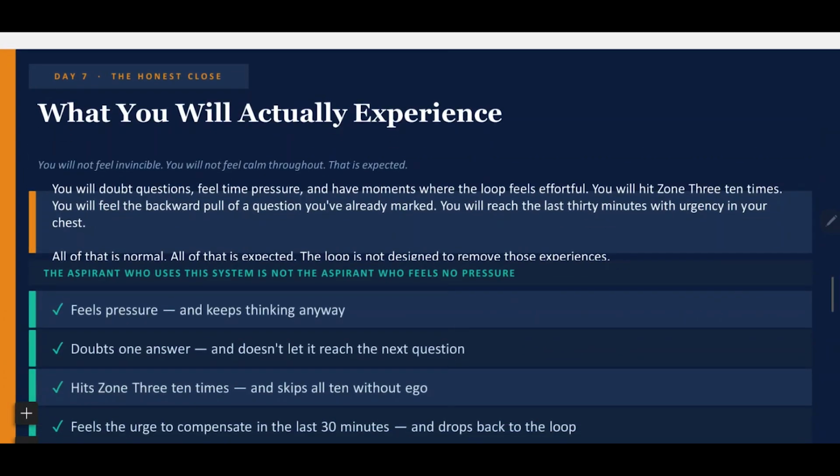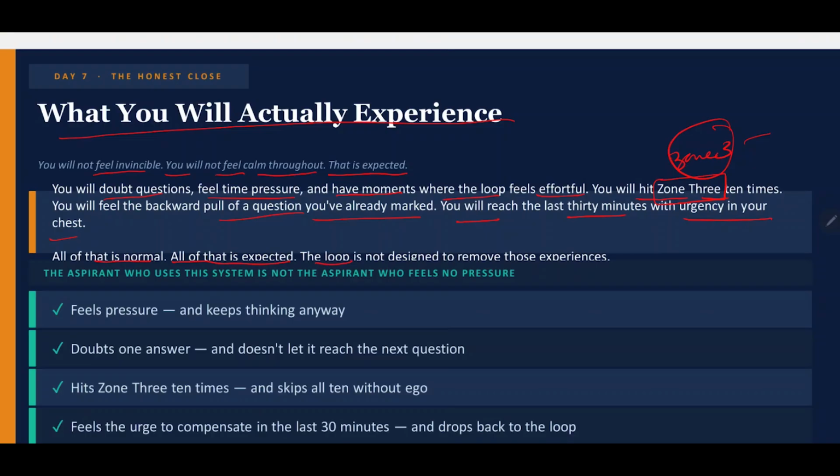So what will you actually experience? You will not feel invincible. You will not feel calm throughout. That is expected. You will doubt questions, feel time pressure, and have moments where the loop feels effortful. You will hit zone 3 ten times. You will feel the backward pull of the question you already made. You will reach the last 30 minutes with urgency in your chest. All of that is normal. All of that is expected.